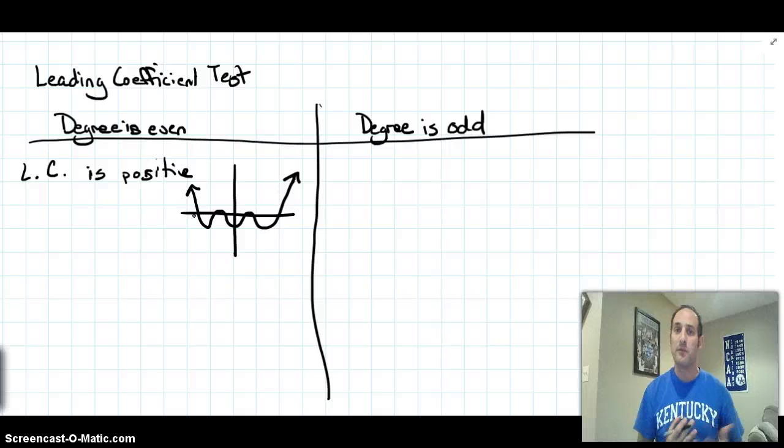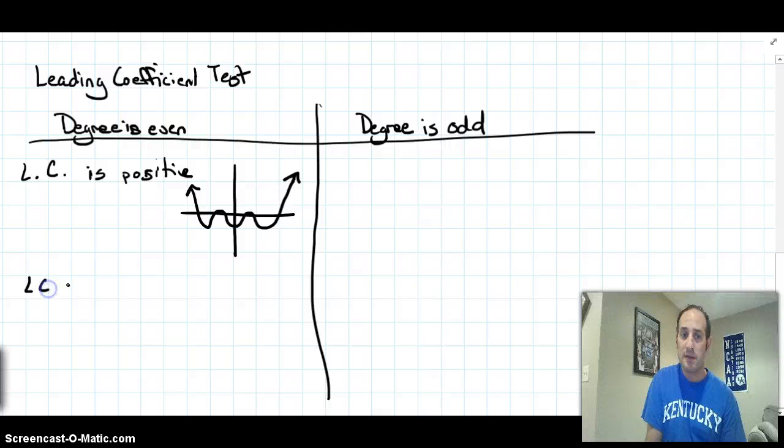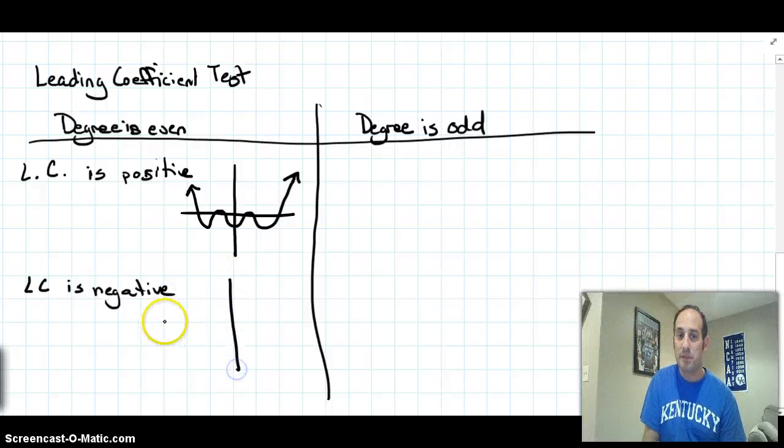You might understand from what we've done with transformations already that if the leading coefficient in this situation were negative, it's going to open downward instead. So that's what we're going to write next. If the leading coefficient is negative, then it's going to look something like this.